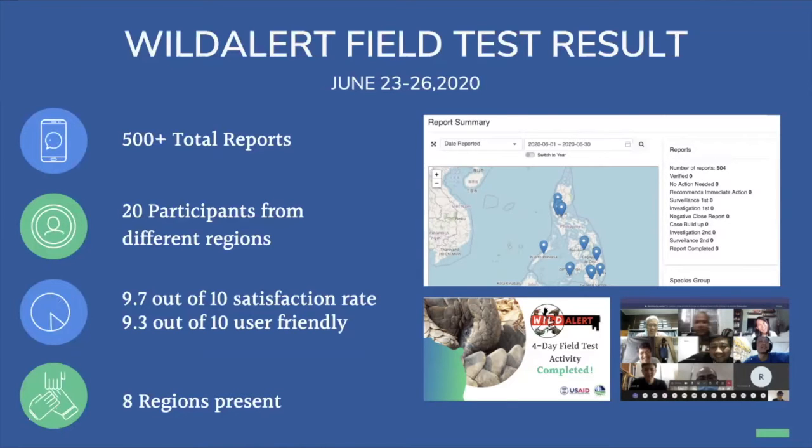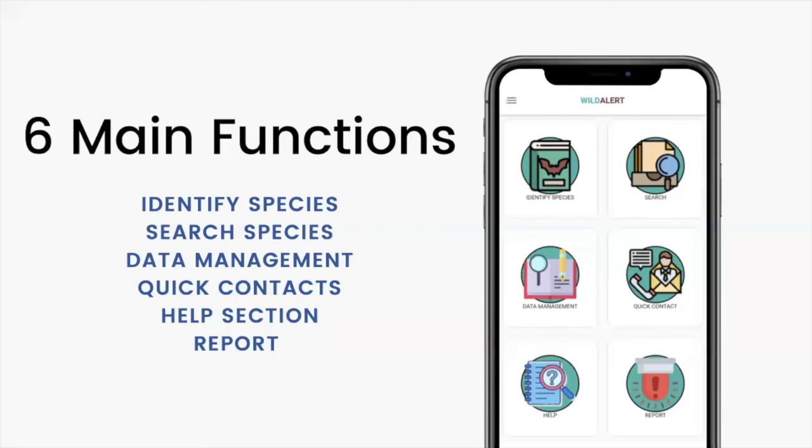8 regions were present, and now to walk you through the main functions of the WildAlert app, we have identify species, search species data management, quick contacts, help section, and report section.